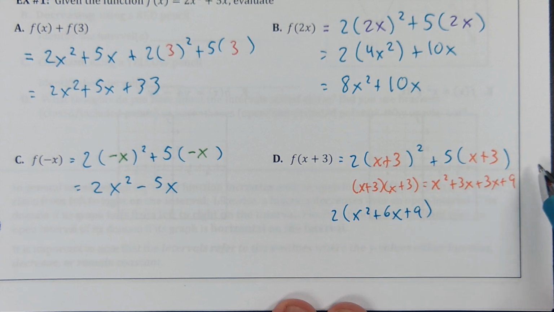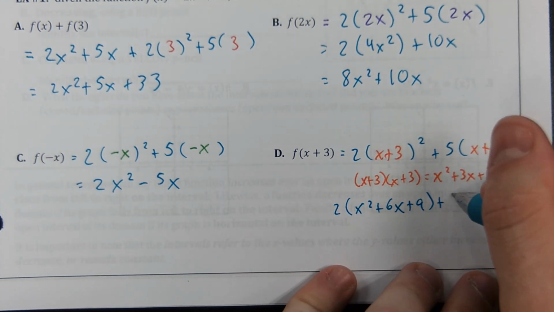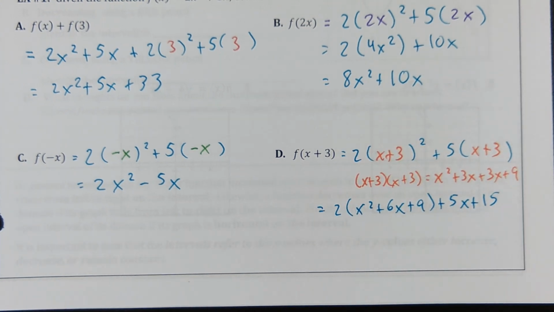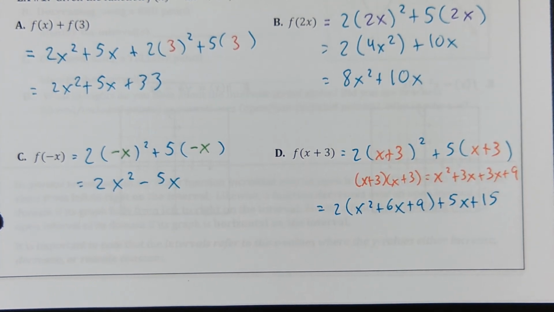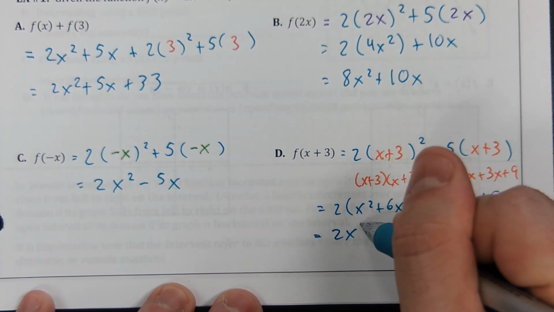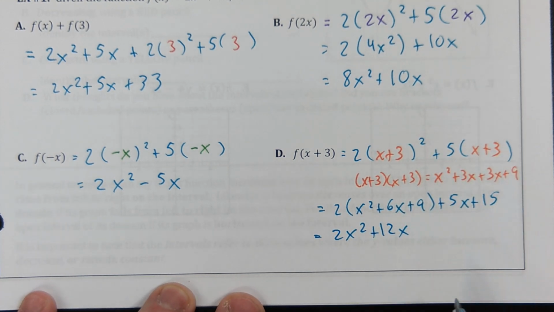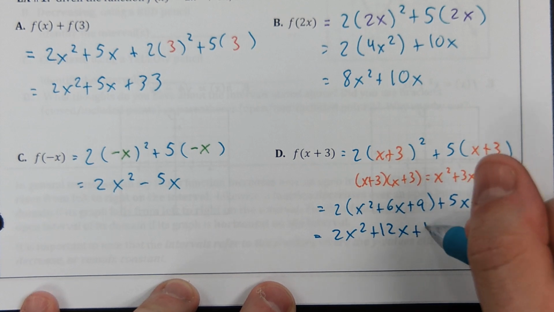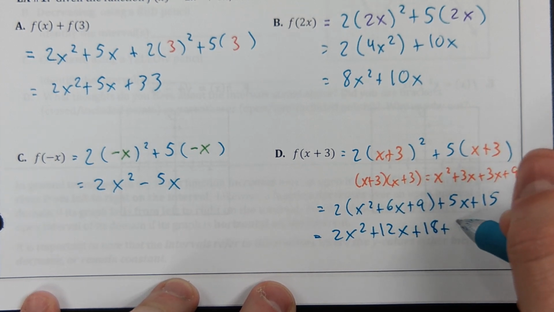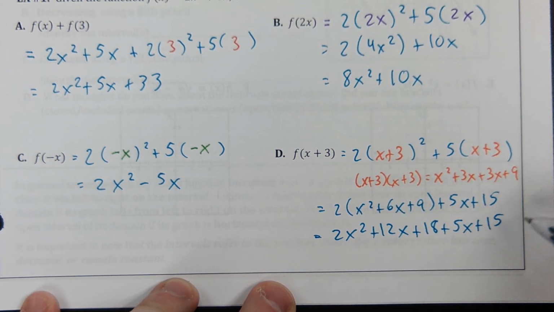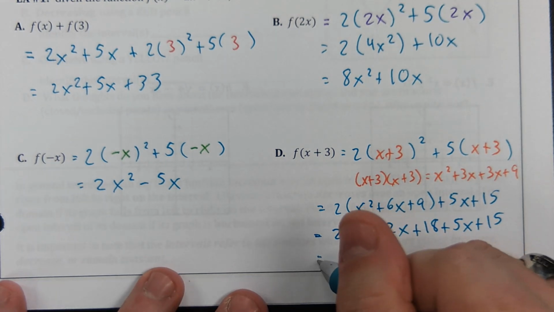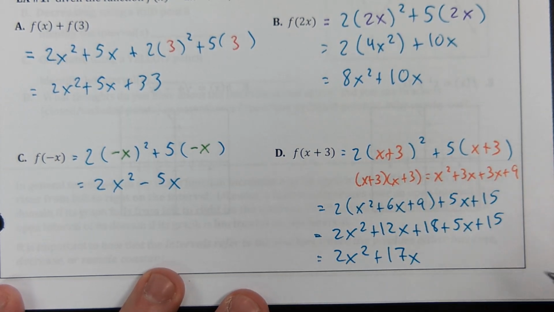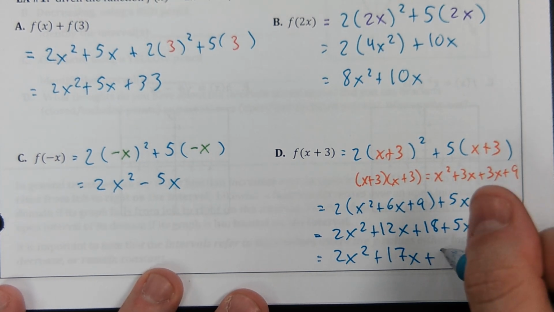And then here I could just distribute the 5. All that's left to do is distribute the 2 and combine like terms. 2x squared, 12x. All right, I'll be able to combine 12x and 5x and 18. I'll be able to combine the 18 and the 15 at the end. 12 and 5, 17, and 18, 15, 33.